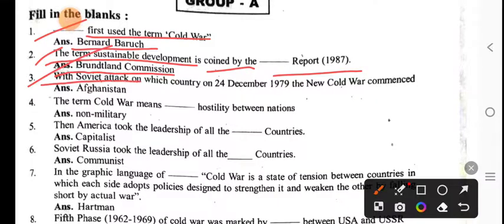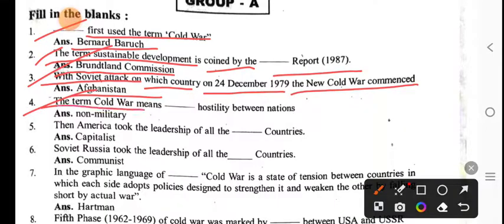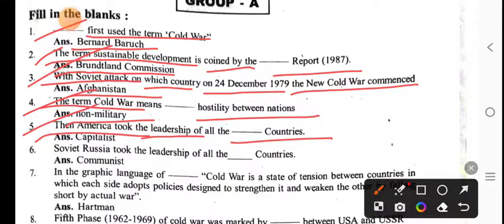With the Soviet attack on which country on 24 December 1979 did the New Cold War commence? Afghanistan. The term Cold War now means non-military hostility between nations. America took the leadership of capitalist countries. Soviet Russia took the leadership of communist countries.